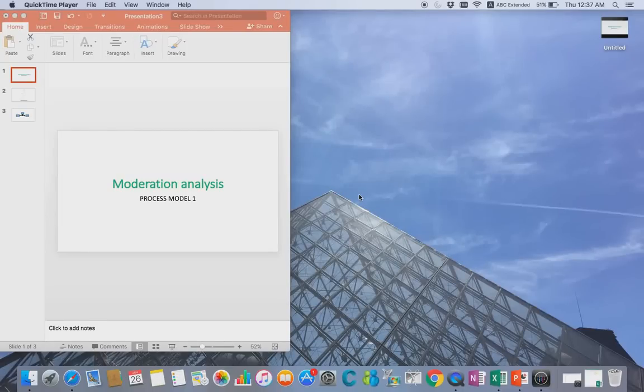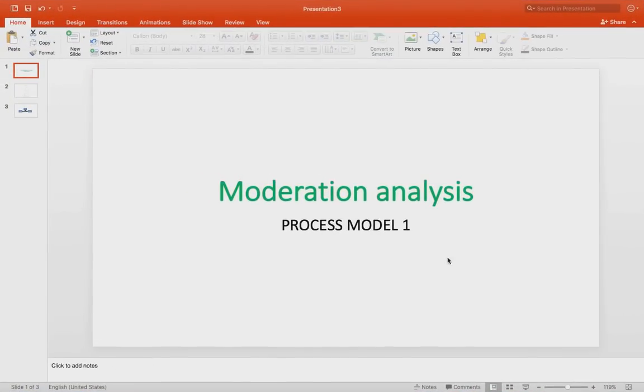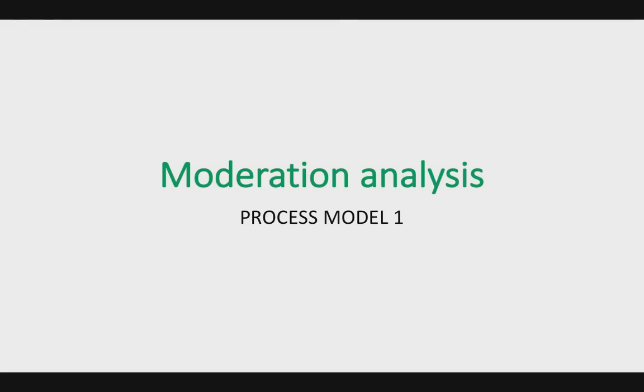Everybody, this is Goldie Tiwari, and today I'm going to explain to you how you can run a moderation analysis using Process Model 1, how you can interpret the output obtained from it, and then how you can plot and interpret the graph. First of all, a moderation analysis is a kind of regression analysis which explains the impact of your independent variable on your dependent variable through or under the influence of a moderator, which is a third variable.